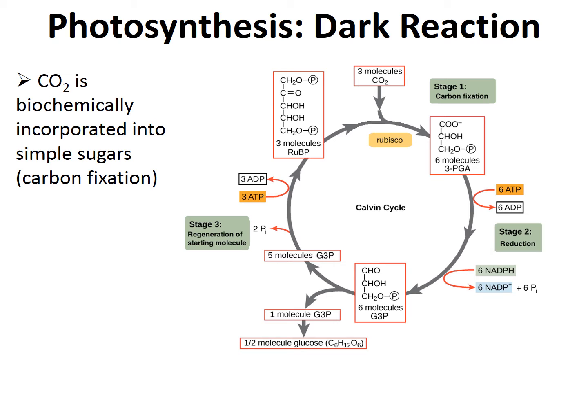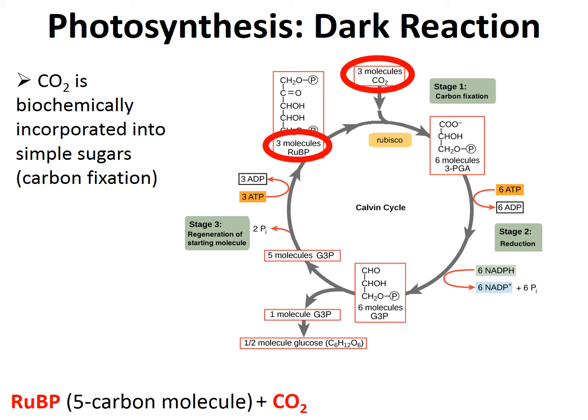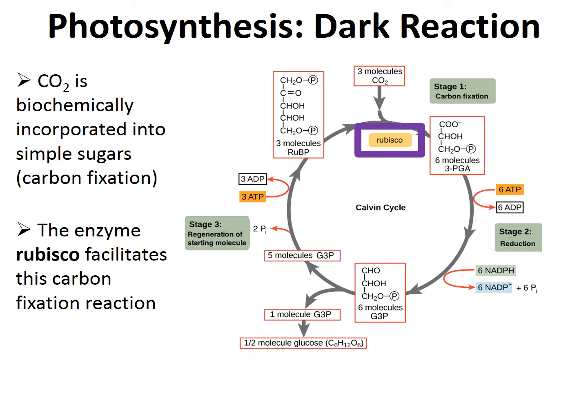This is a cycle, so we could start anywhere, but we're going to start here with this existing 5-carbon organic molecule, ribulose bisphosphate. This molecule is going to chemically react with the carbon dioxide, forming 2 molecules of a 3-carbon acid. This fixation of inorganic carbon dioxide into an organic molecule is facilitated by the enzyme Rubisco.